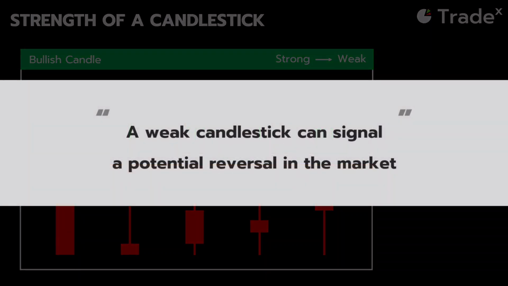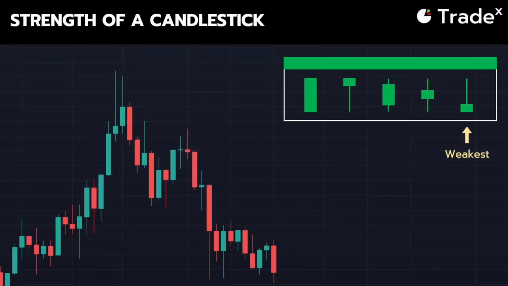Why is this important? Here's why. A weak candlestick can signal a potential reversal in the market. When a candlestick shows weak momentum, whether bullish or bearish, it may indicate that the current trend is losing strength and a change in direction could be on the horizon. Let me show you some examples.